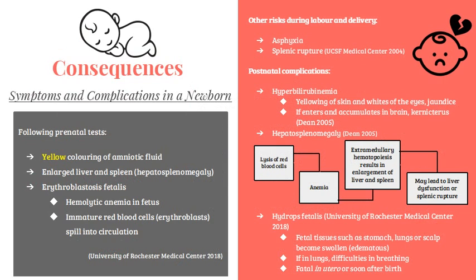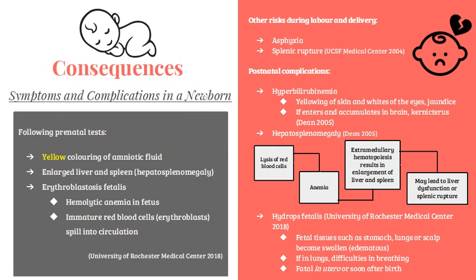UCSF Medical Center also highlighted the risks during labor towards the child, such as asphyxia, which is the deprivation of oxygen caused by the low number of red cells, as well as splenic rupture. Once the child is delivered, you may notice yellowing of the skin and whites of the eyes. This is known as jaundice and is caused by hyperbilirubinemia. Bilirubin is a product of heme metabolism, and since the baby's liver is still immature, it is unable to metabolize this compound. Now, what's dangerous about this is that if bilirubin enters and accumulates in the brain, the baby may suffer from kernicterus, which results in permanent neurological damage if the baby manages to survive. The baby will also have hepatosplenomegaly, as mentioned earlier.